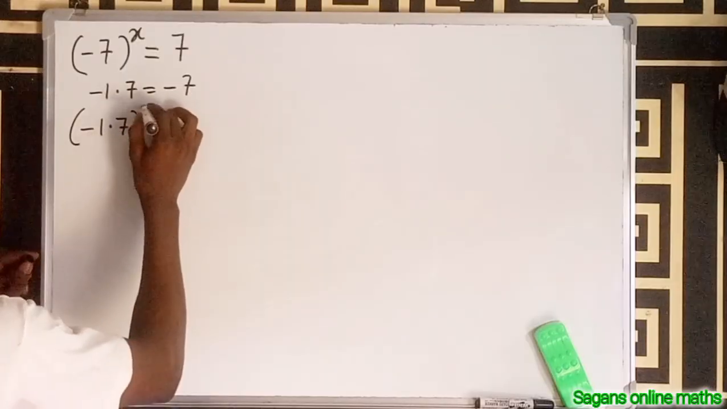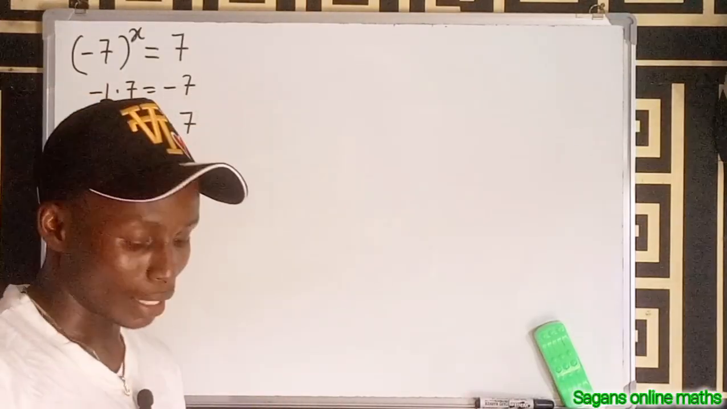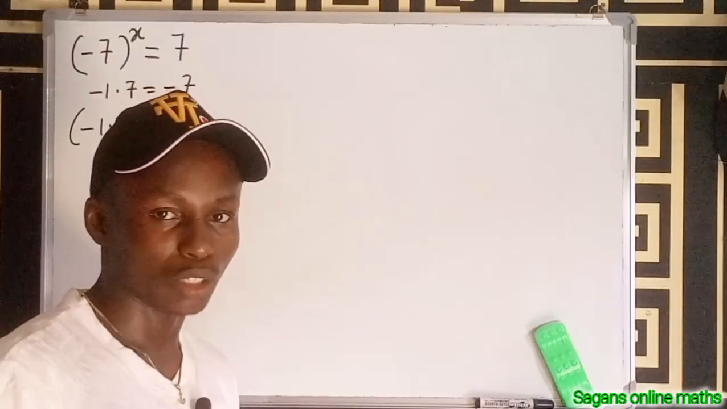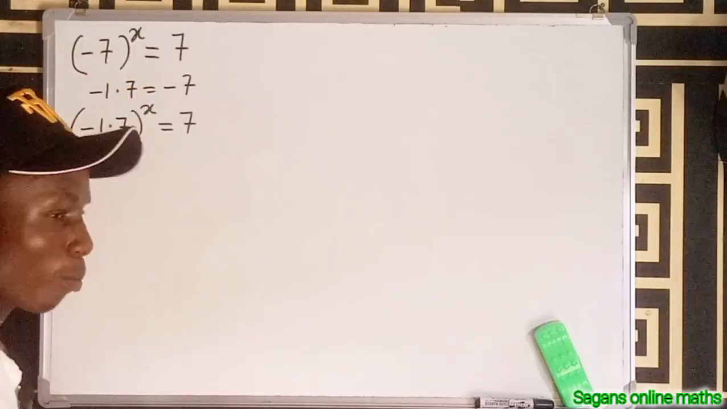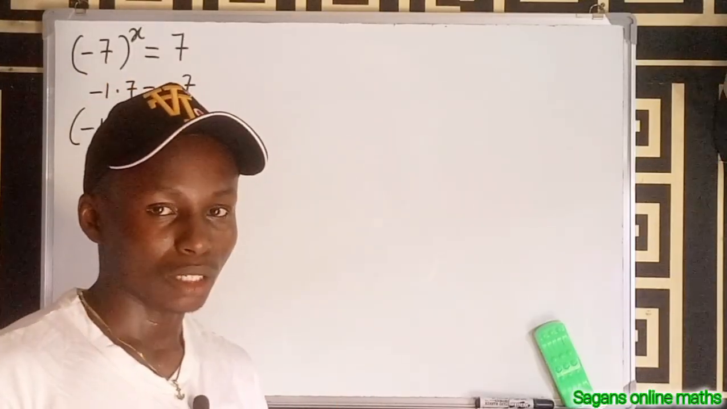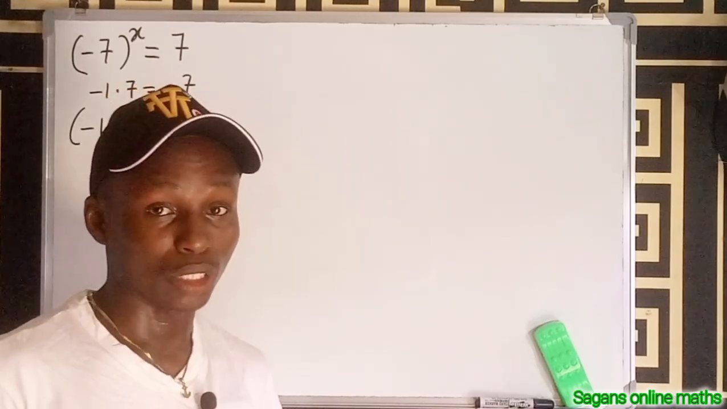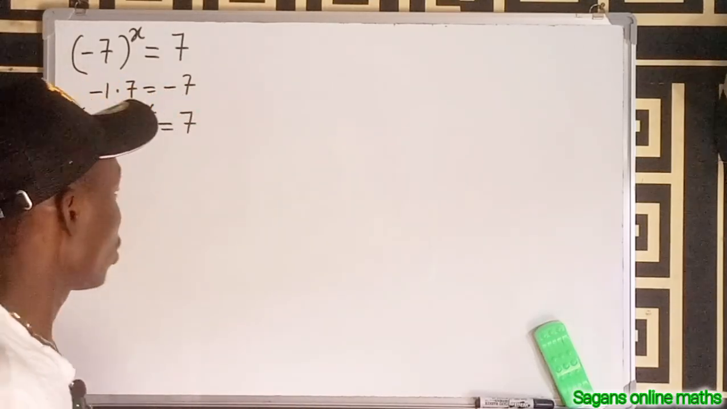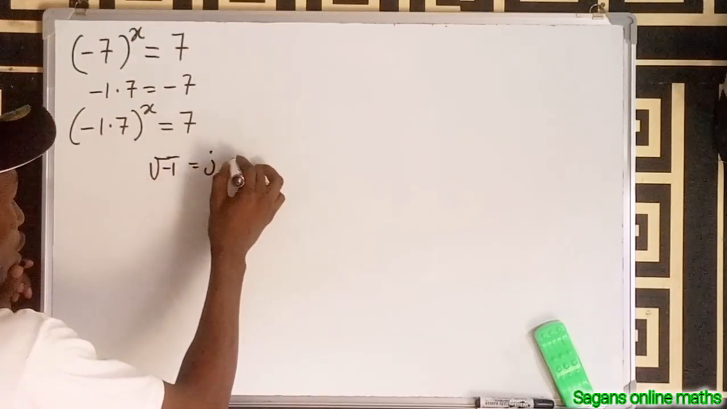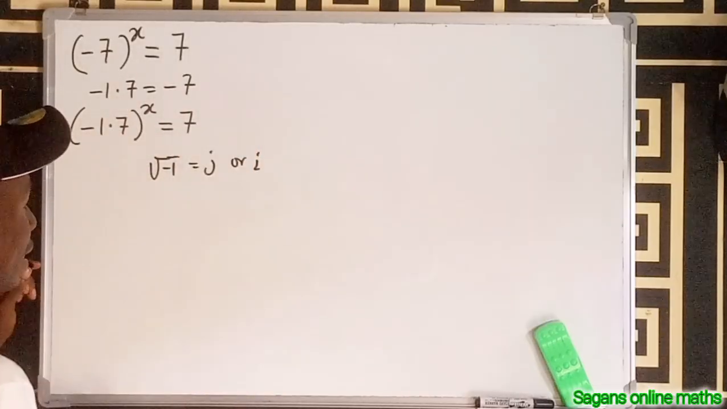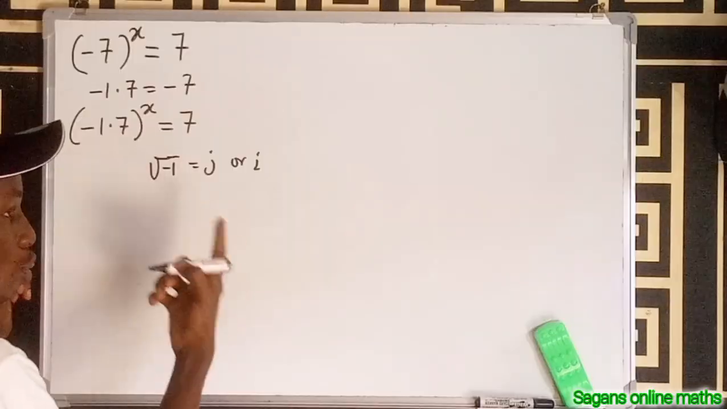That means we can also write this as (-1 multiplied by 7)^x equals 7. There's nothing changed, because -1 times 7 is the same as -7. Now we know in complex numbers that the square root of -1 is the complex unit, which is i, or j. They are the same, because this is a complex number.